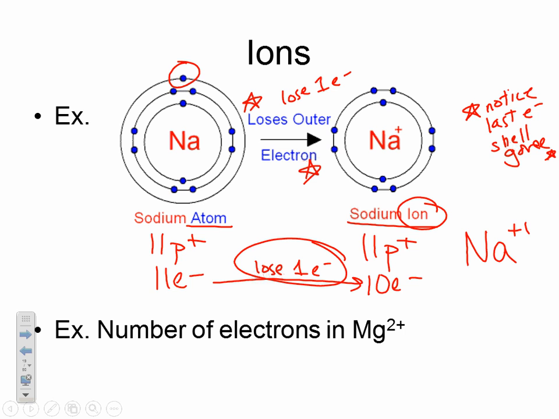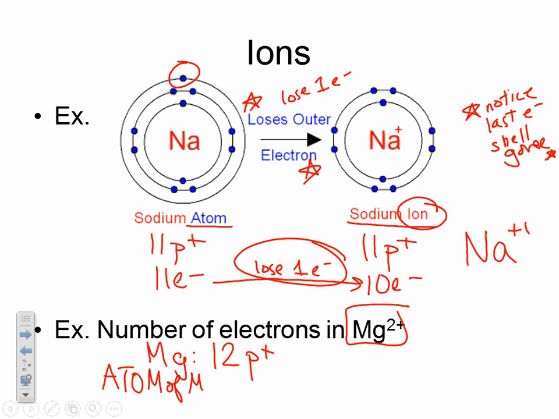So I've got this Mg2+ symbol, and we want to be able to figure out how many electrons are in this thing. So we want to start with the number of protons, and that's what we get from the fact that it's Mg, because every Mg has the same number of protons. So we go to the periodic table, we look up Mg, and we see that Mg has 12 protons. Now, an atom of magnesium would also contain 12 electrons, but this is not an atom. This is an ion.